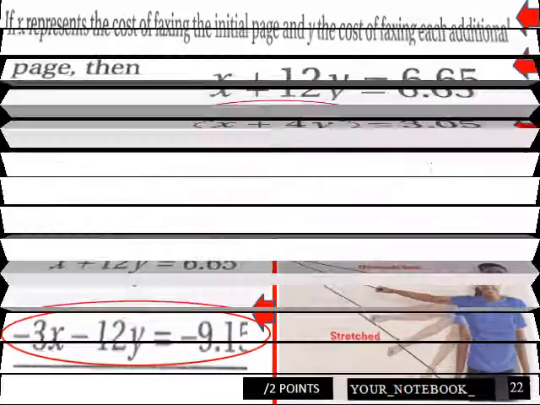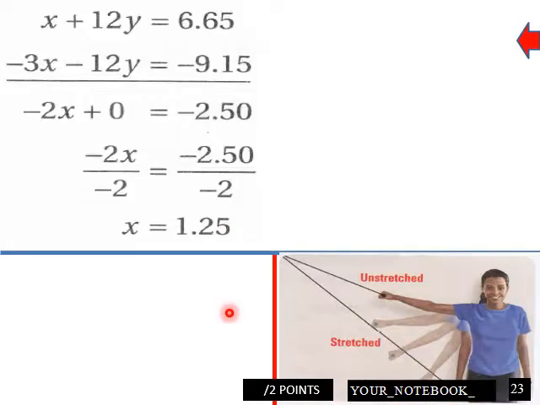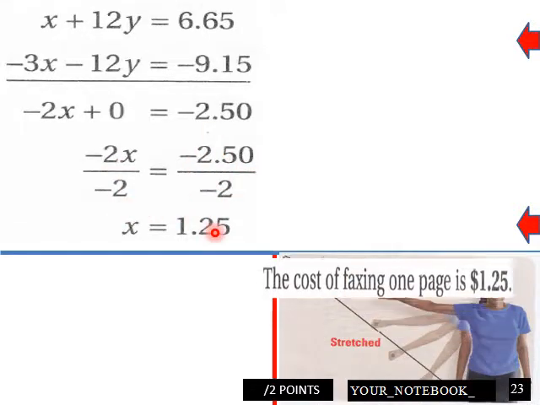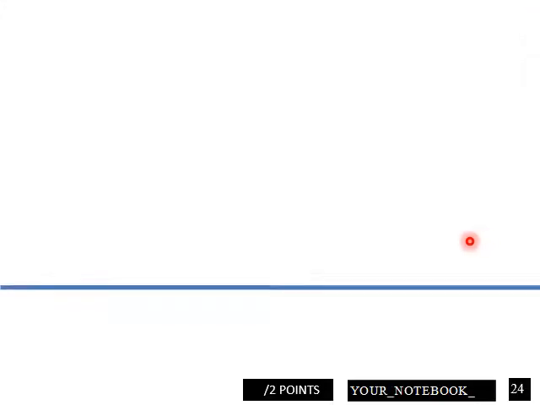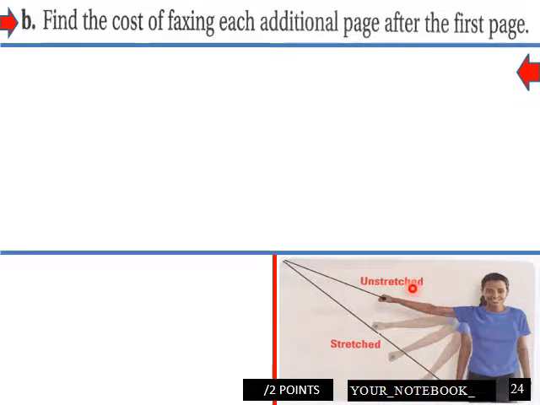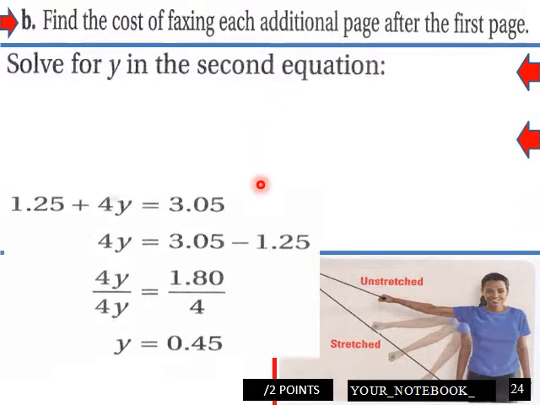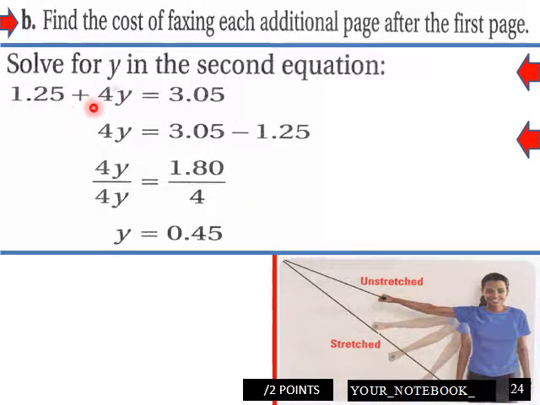So when we combine these two, we get negative 2x plus 0 equals negative 250. Then we divide this side by negative 2. X equals 1.25. The cost of faxing one page is $1.25. And then the additional page would be this, solve for y in the second equation. We stick that back in up here, and then we get y equals 45 cents.